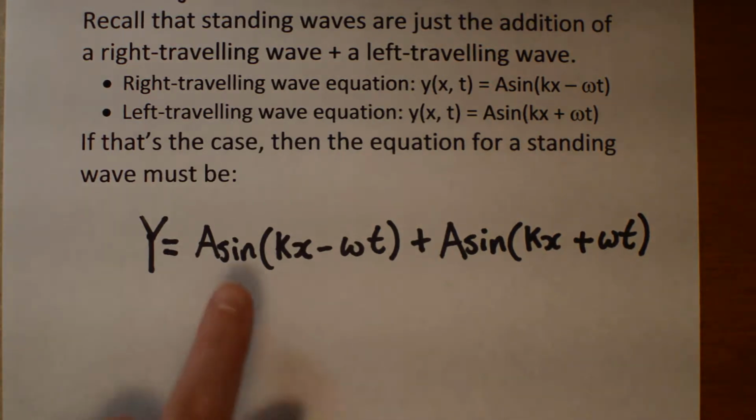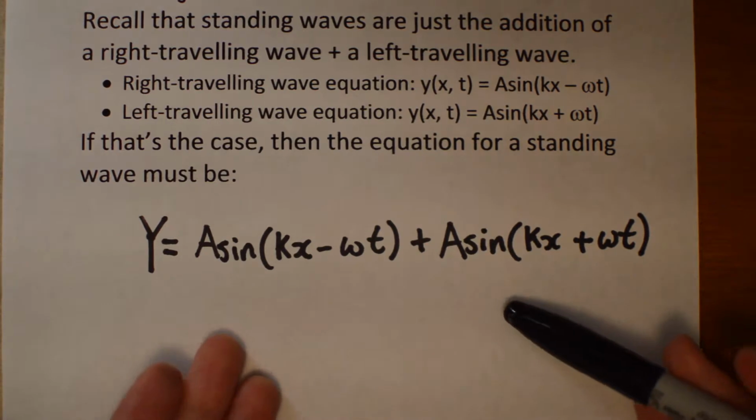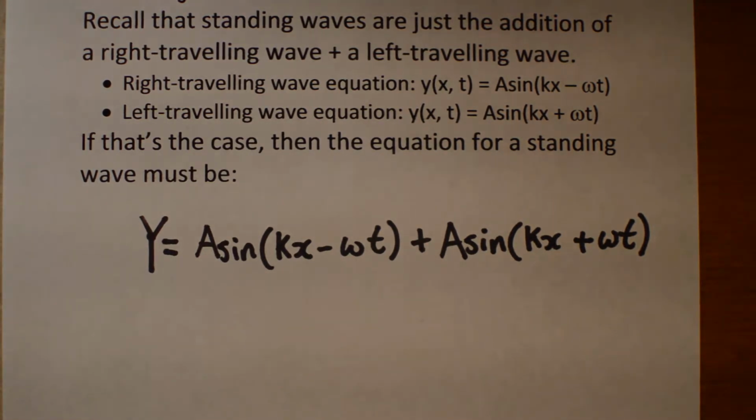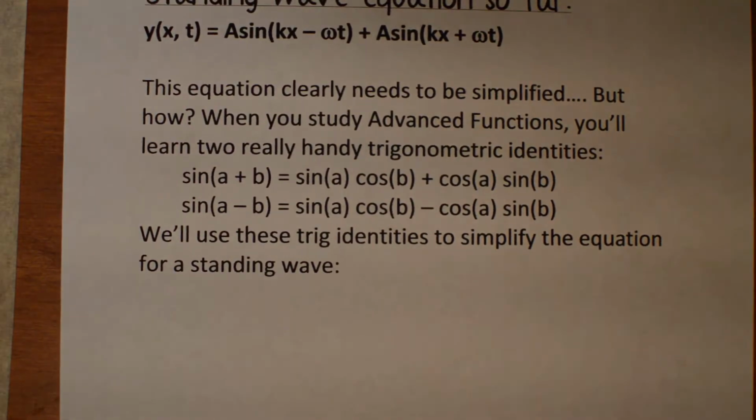The problem is that this equation looks like a mess. Like, how can you tell that this is a standing wave? It doesn't even look like a wave. It looks like two added sine functions. Who knows what that looks like? So clearly it needs to be simplified. This is where a little bit of advanced functions from grade 12 comes in. If you've taken it already, then you're in luck. If you haven't taken it, then this is your chance to get a little bit ahead, perhaps.